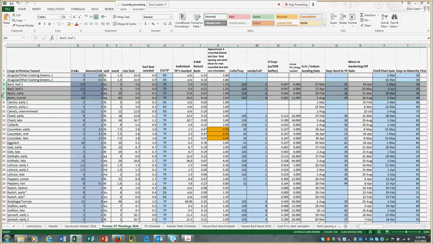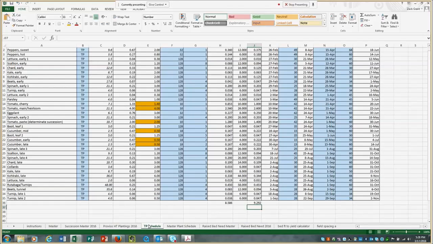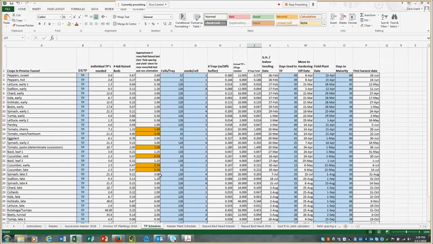Control A, select all, copy all of it, and put it into a new sheet. So I just flipped over to a new sheet, and this sheet just represents all of the transplanted crops from the previous sheets, and all the relevant information. We obviously know everything in here is a transplant, but I also copied over all the individual transplants that I need, the amount of raised beds I might need, and then some other information that I'm not going to get into, but that I have in there that's specific.